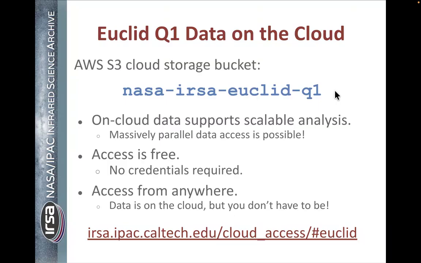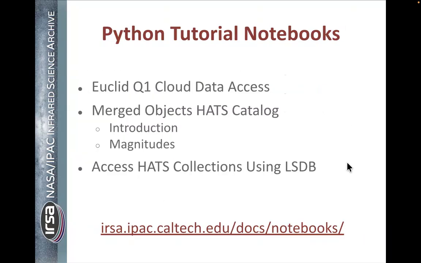In the Cloud Data Access part 1 video, we covered the basics of on-cloud data, including where to find it and how to access it, including this cloud access tutorial with examples for images and spectra. This video is dedicated to catalog data. We're going to look at these 3 Python tutorial notebooks.